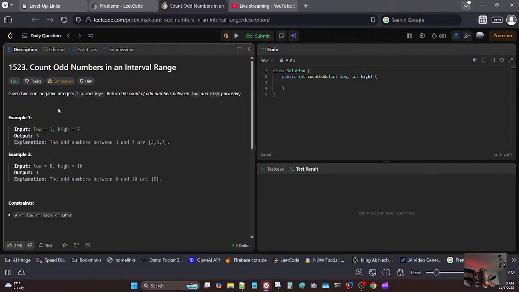Okay. Given two non-negative integers, low and high. Return the count of odd numbers between low and high, inclusive. So for this one, low 3, 7. So they're all in that range, and they are all odd numbers. So you return 3. Between 8 and 10, 9. Okay, it seems pretty clear what we're supposed to do here.